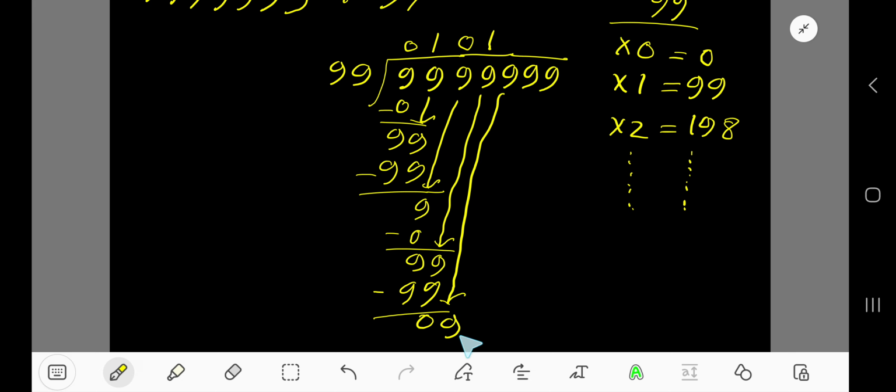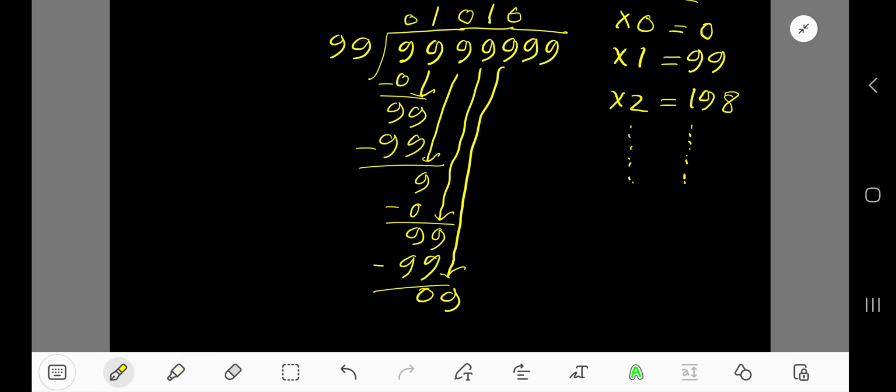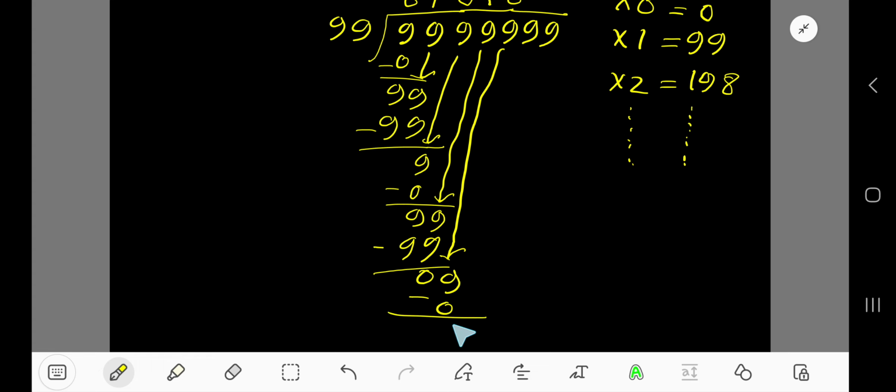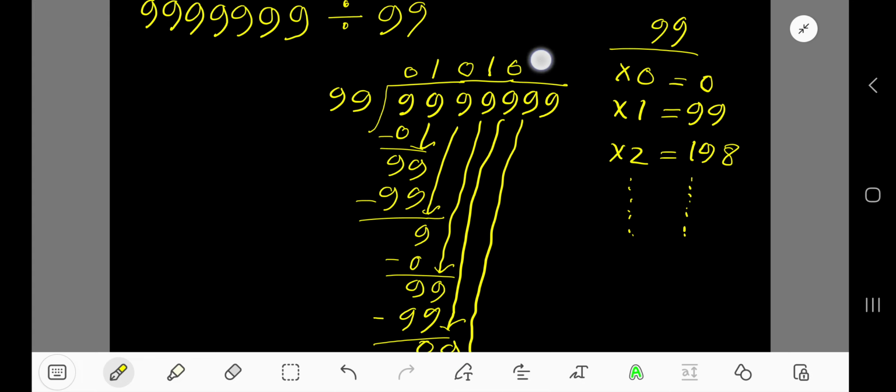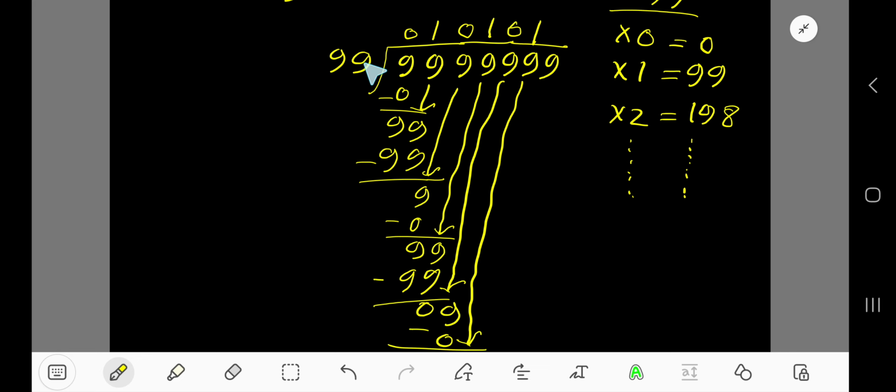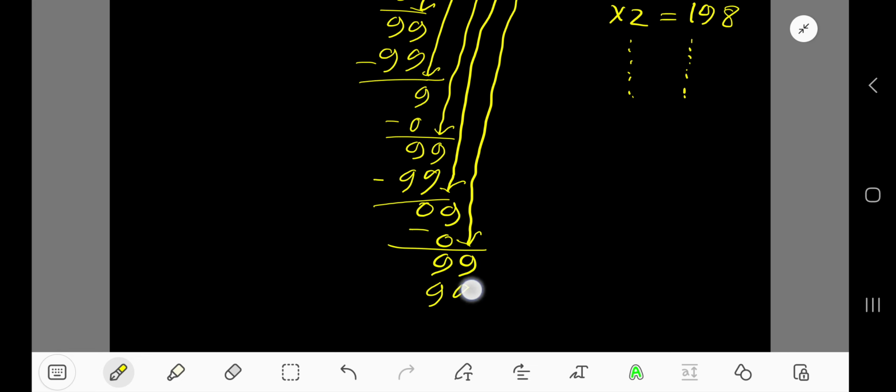Now you have 09 means 9. 99 goes into 9 how many times? 0 times, as 9 is less than 99. 0 times 99, 0. Subtract, you are getting 9. Bring down this 9. Again we are getting 99. So 99 goes into 99 how many times? 1 time. Write 1. 1 times 99, 99. Subtract, you are getting 0.